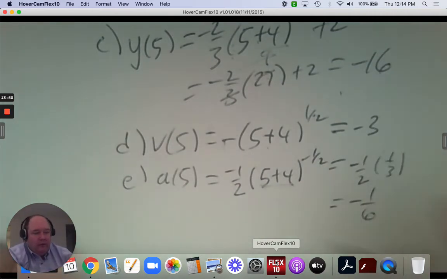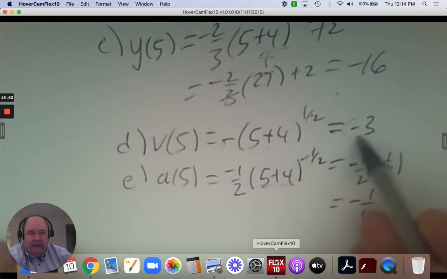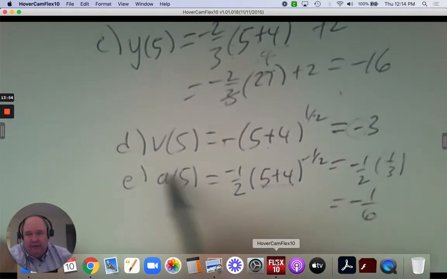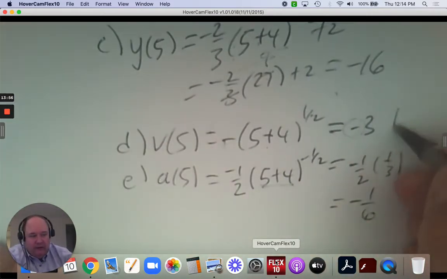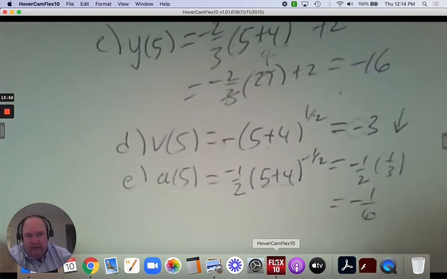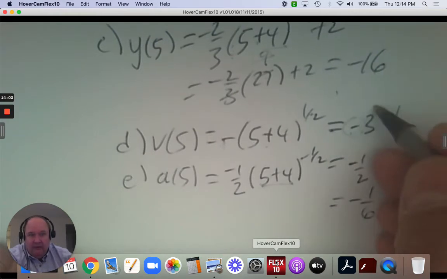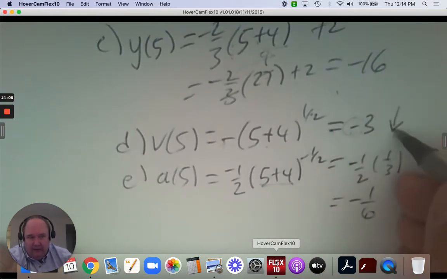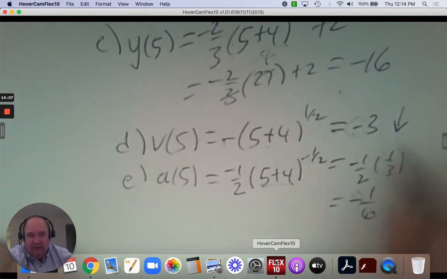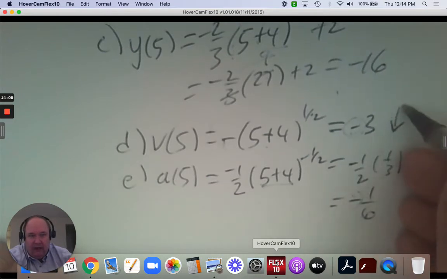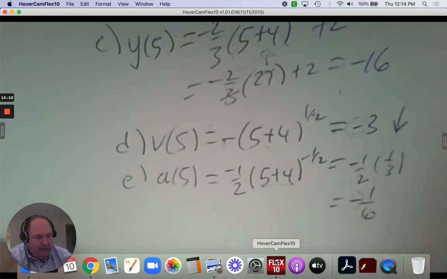I want you to notice that the velocity and the acceleration are both negative at 5, which means the direction it's going, in this question, it's vertical direction, so the negative makes it going down. This is how fast it's going down, and the acceleration's negative, so because the signs match, the object is speeding up as it's going down.